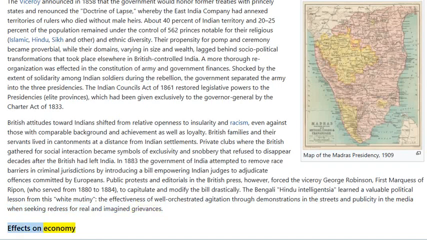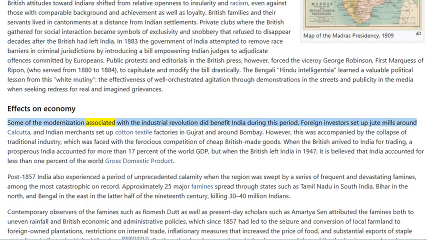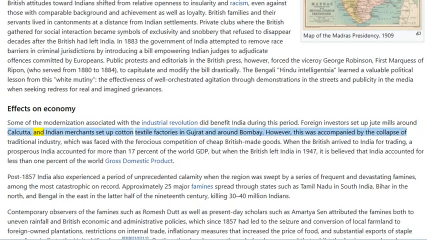Effects on economy. Some of the modernization associated with the Industrial Revolution did benefit India during this period. Foreign investors set up jute mills around Calcutta, and Indian merchants set up cotton textile factories in Gujarat and around Bombay. However, this was accompanied by the collapse of traditional industry, which was faced with the ferocious competition of cheap British-made goods. When the British arrived in India for trading, a prosperous India accounted for more than 17% of the world GDP, but when the British left India in 1947, it is believed that India accounted for less than 1% of the world gross domestic product.